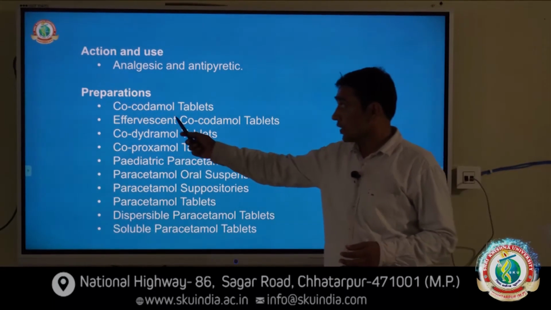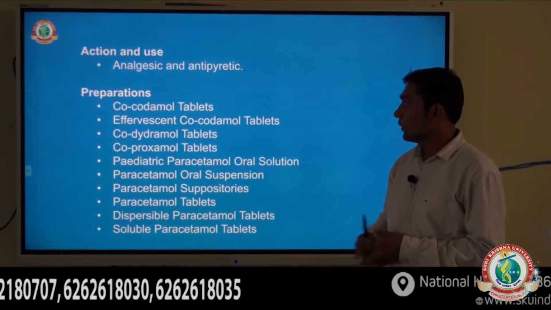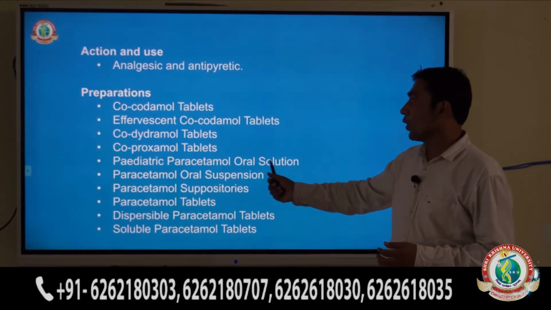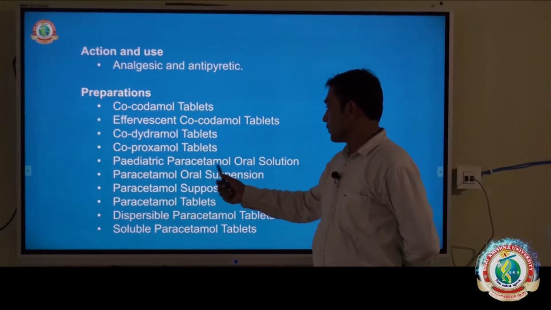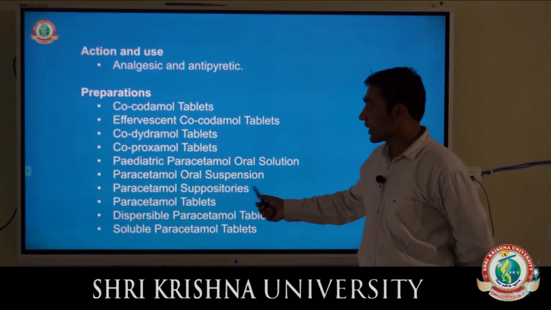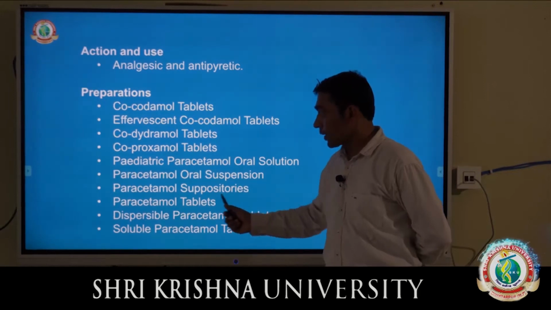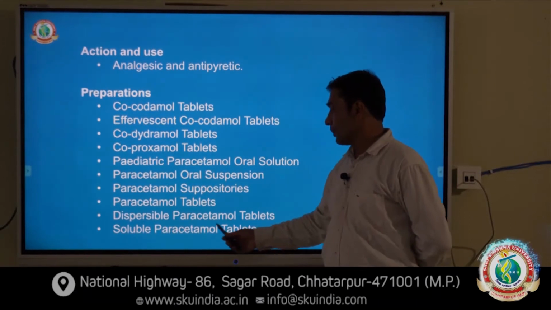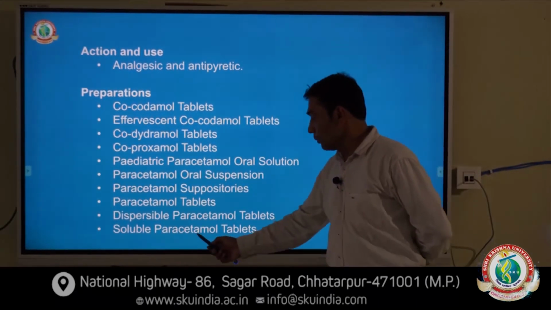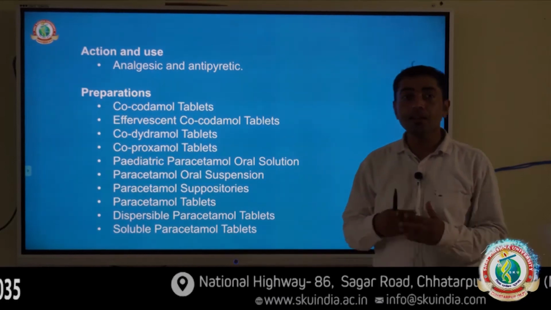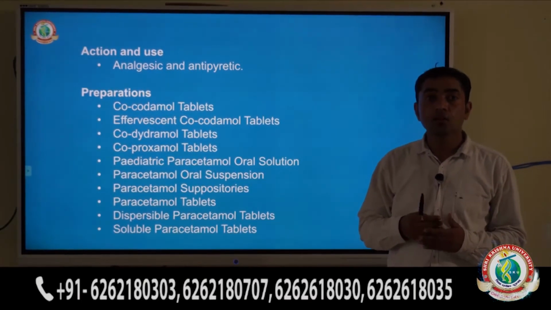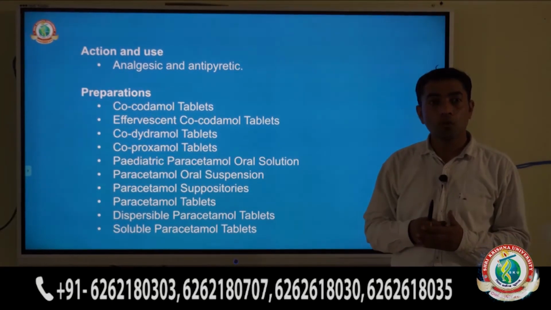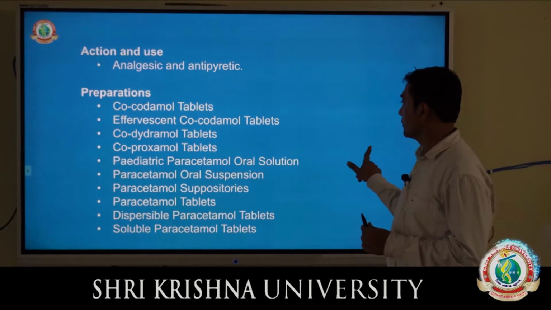So these are the co-codamol tablets, effervescent co-codamol tablets, co-dydramol tablets, co-proxamol tablets, pediatric paracetamol oral solution, paracetamol oral suspension, paracetamol suppositories, paracetamol tablets, dispersible paracetamol tablets, and soluble paracetamol tablets. So these are the different dosage forms for paracetamol given in the monograph of the Indian Pharmacopoeia.